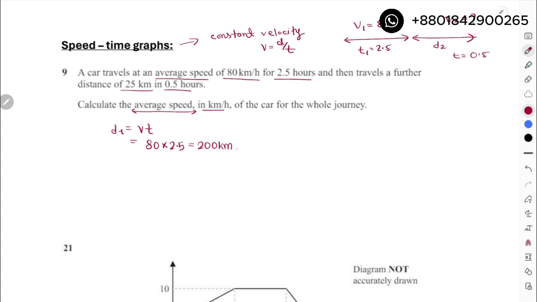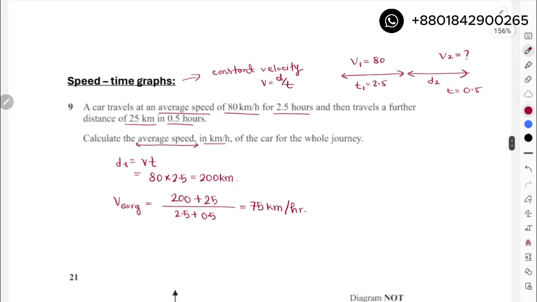After this, you have for the total average journey now, v average. V average is going to be how much? Total distance is 200 plus 25 divided by 2.5 plus 0.5, right? So I can see the total distance traveled over here was 225 divided by 3 hours, and that gives you 75 kilometers per hour. So 75 kilometers per hour. This is your final answer actually.